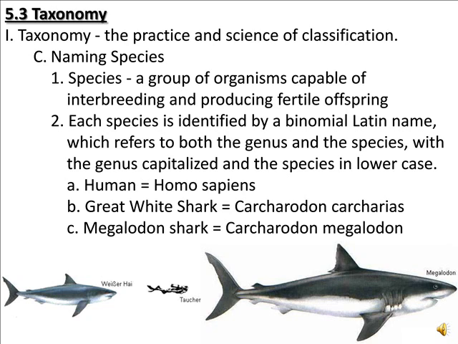In fact, when you cross a horse with a donkey, you may be familiar with the fact that you come out with a mule. Well, the problem with the mule is that it is sterile and cannot produce fertile offspring itself. So this means that a horse and a donkey would be considered two biologically separate species.